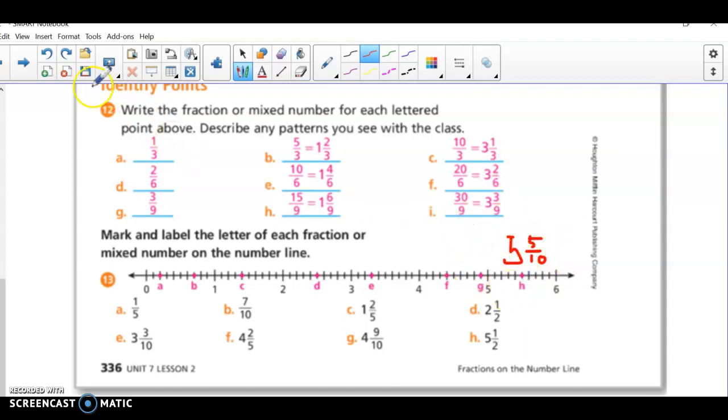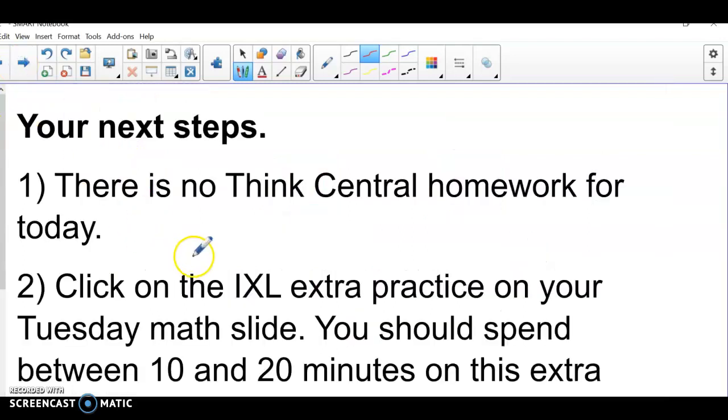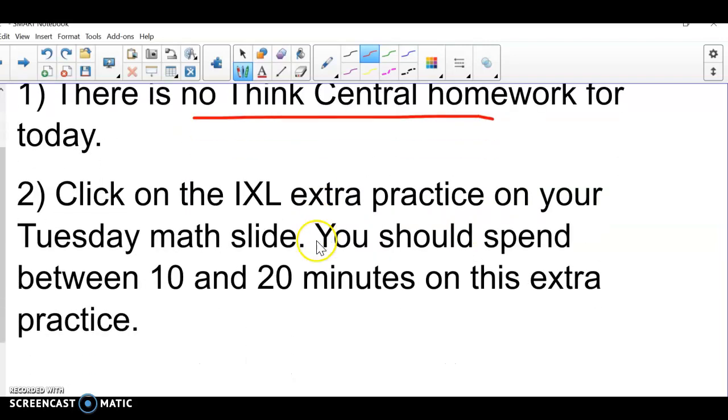Excellent. Okay. So now your next job, go through the rest of these if you didn't get a chance yet. Pause it if you need to. And then your job is going to be, there is no Think Central homework today. This was only half of the lesson. Okay, so you'll finish the next one next week. And so you're going to click on the iExcel practice, and I want you to practice between 10 and 20 minutes.